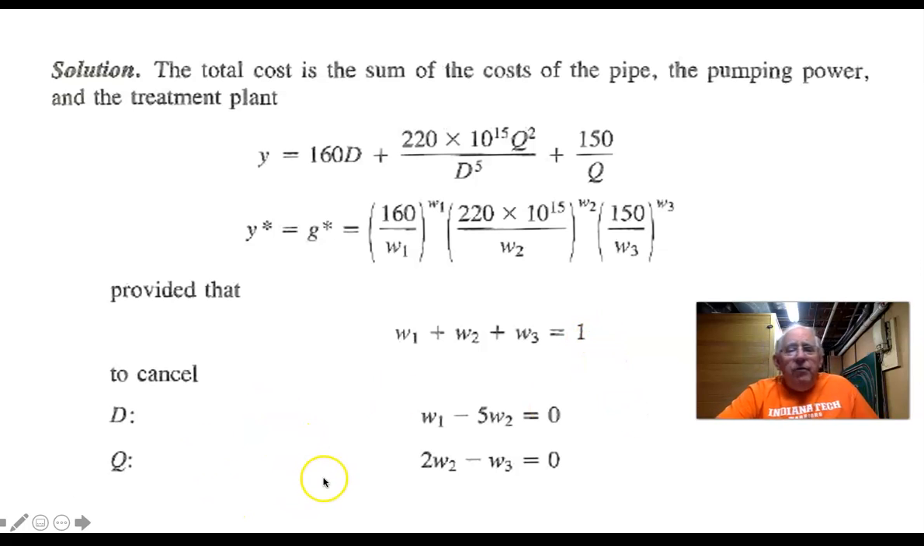And now the other condition corresponds to what we had before, but now we have two independent variables. And so unlike before, now we have to write that other equation in terms of each of the independent variables. And so it gives us two additional equations.